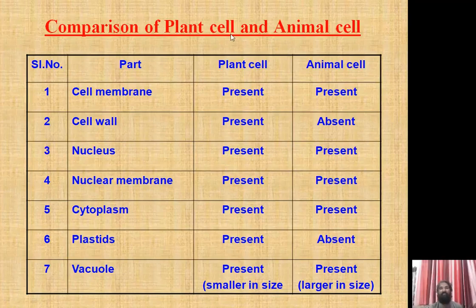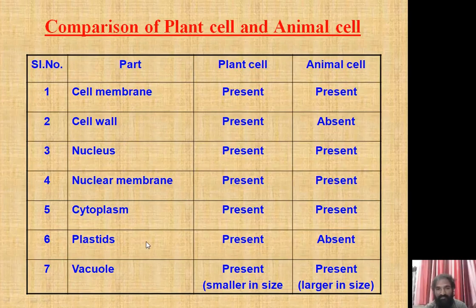Comparison of plant cell and animal cell. Looking at the parts: the cell membrane is present in both plant cell and animal cell. The cell wall is present only in plant cell and absent in animal cell. Coming to the nucleus and nuclear membrane, they are present in both plant and animal cell. The cytoplasm is also present in both plant and animal cell. Coming to the plastid, plastids are present only in plant cell and absent in animal cell.